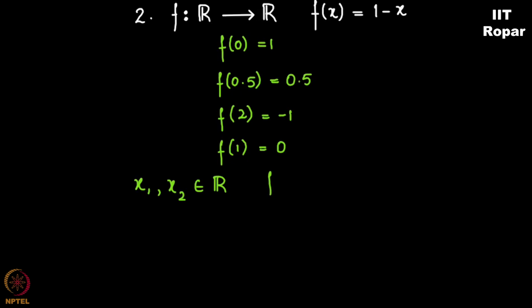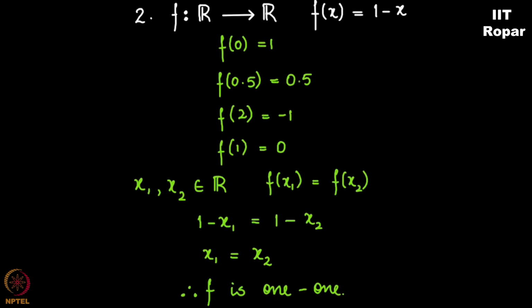Let x1 and x2 be two real numbers. f of x1 is 1 minus x1 and f of x2 is 1 minus x2. I assume f of x1 is equal to f of x2 and hence 1 minus x1 is equal to 1 minus x2. Cancelling 1 on both the sides gives me x1 is equal to x2, which contradicts our assumption and hence f is 1-1. So what do I assume every time? I assume that x1 and x2 are different, but f of x1 and f of x2 are the same, and hence I arrive at the contradiction.